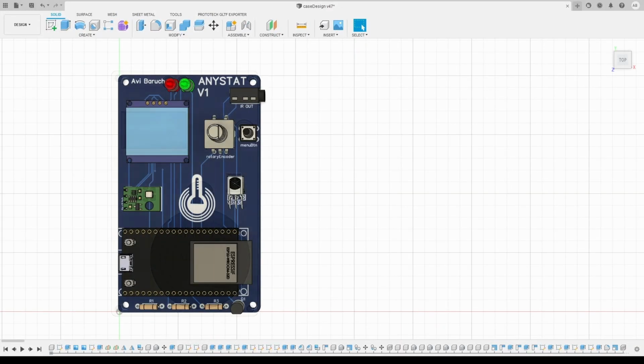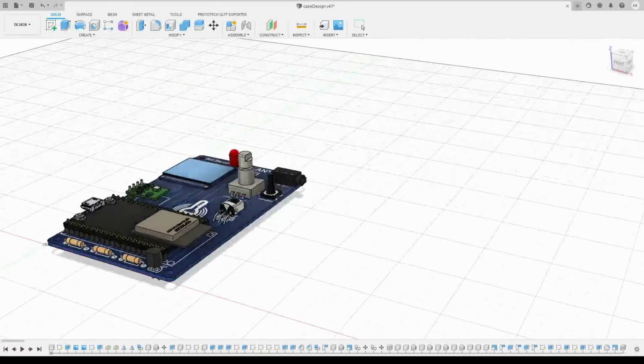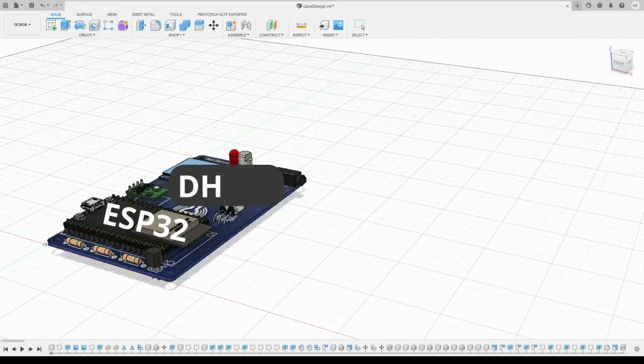On board, an ESP32 microcontroller handles all inputs and outputs, and a DHT20 temperature sensor gives accurate temperature readings within half a degree.